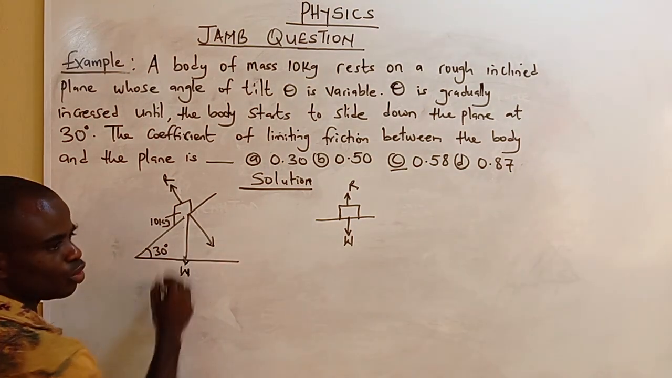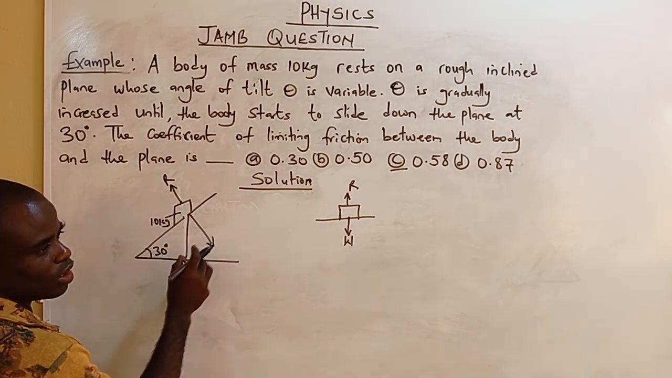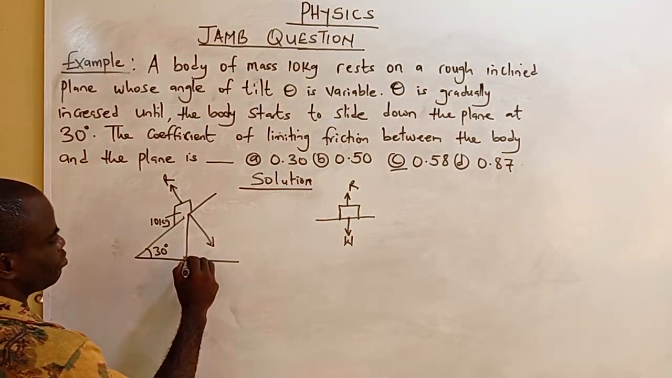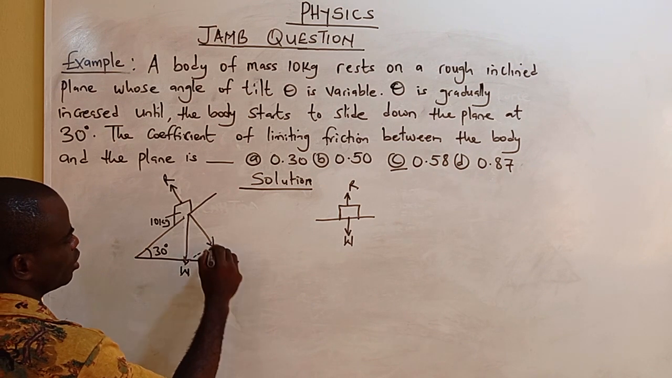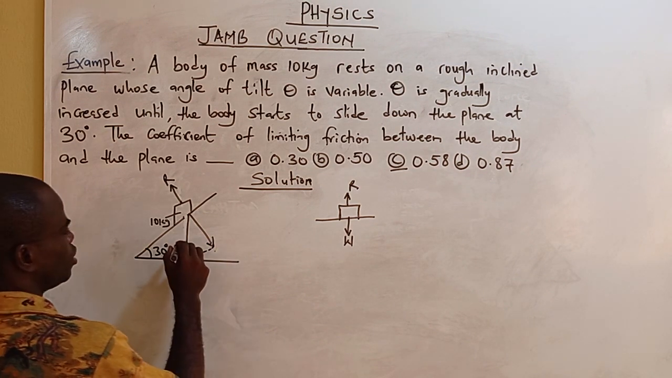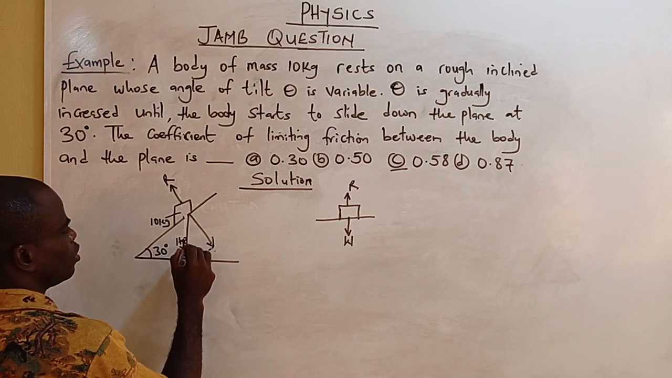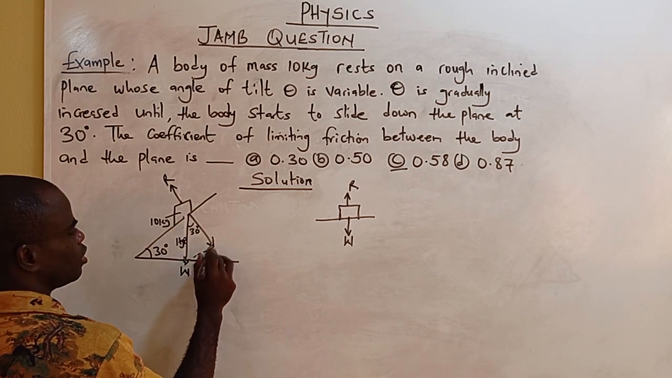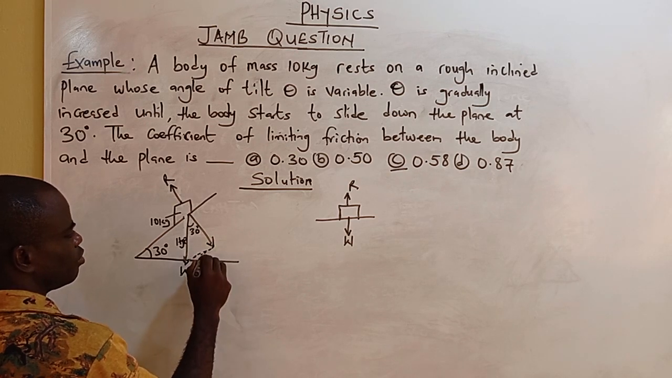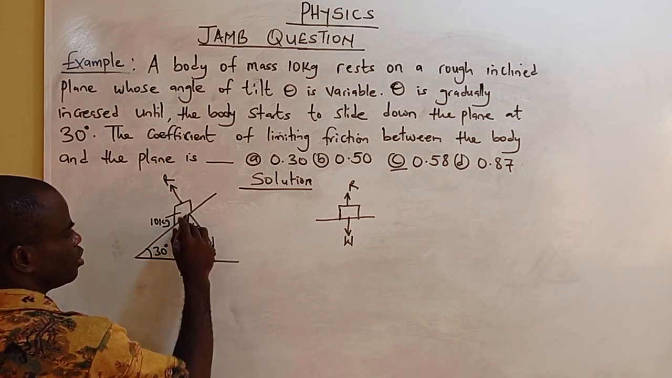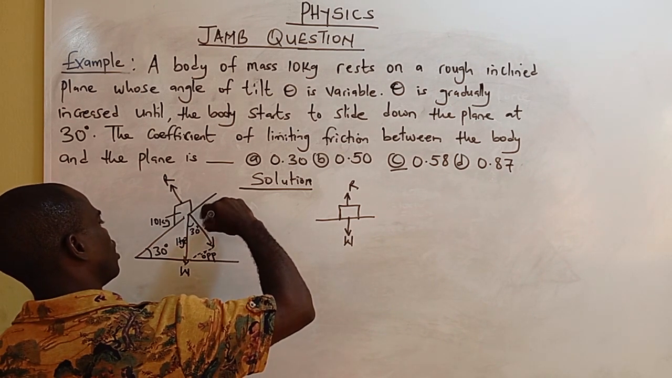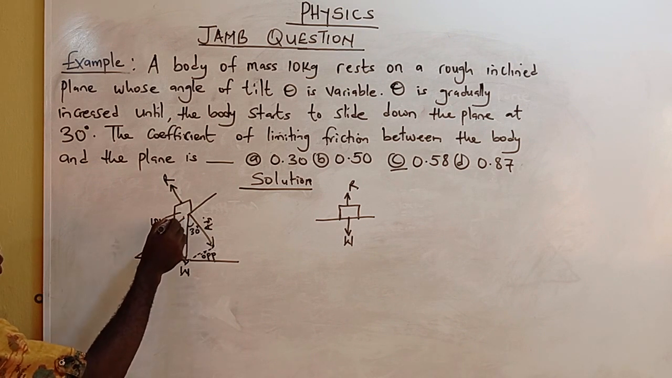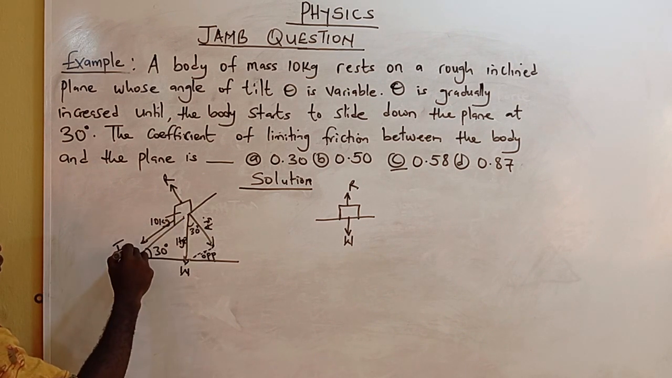What we now do is use Pythagoras theorem and SOH CAH TOA to resolve the problem. In the course of resolution, this is your hypotenuse, this is your angle 30 degrees, this is the opposite to this angle, this is the adjacent, and this is your limiting friction.